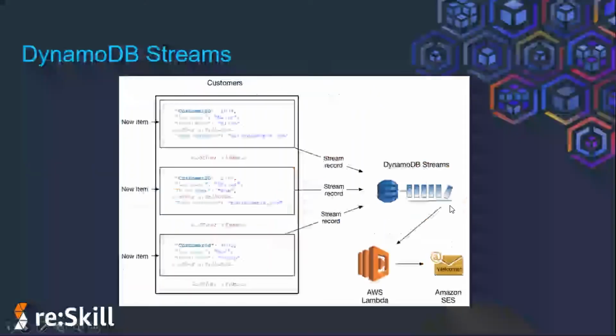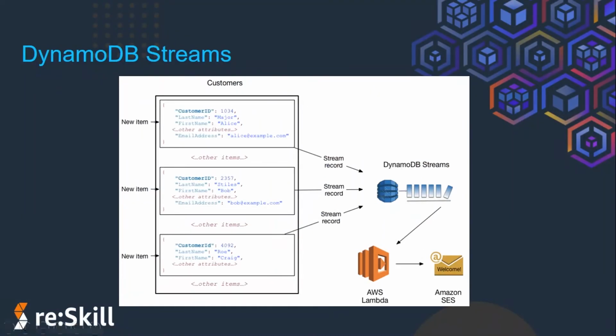Now let's go ahead to another feature of DynamoDB, that is DynamoDB Streams. So DynamoDB Streams is an optional feature that captures the data modification events in a DynamoDB table. The data about these events appear in the stream in near real time and in the order that the events occurred. Each event is represented by a stream record. You can have a look here.